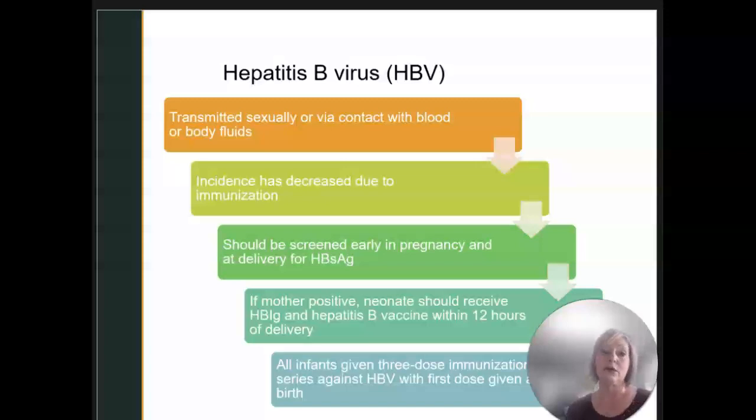And then the babies will still get their 3 doses of the hepatitis B vaccine. They'll get one at birth, one at 1 month, and one at 6 months from birth. So they will still receive all that, but they really need to get that HBIG immunoglobulin to help protect them at birth.